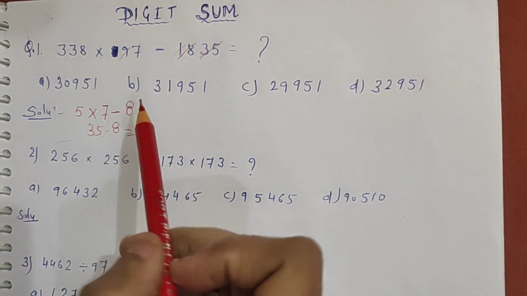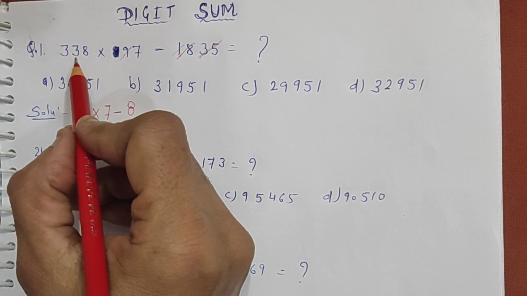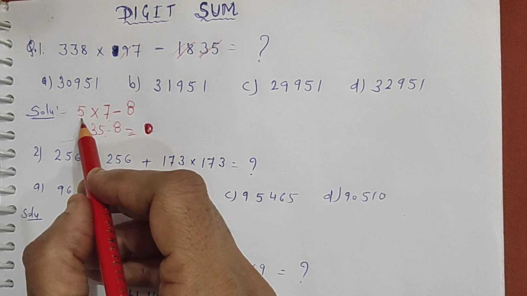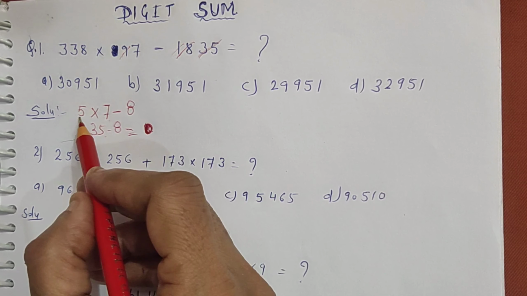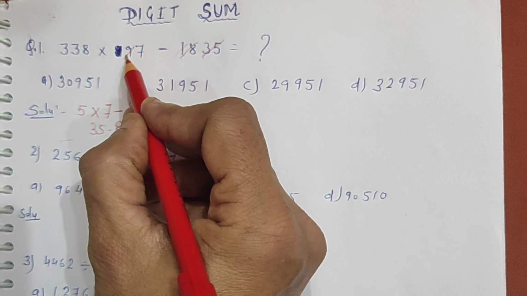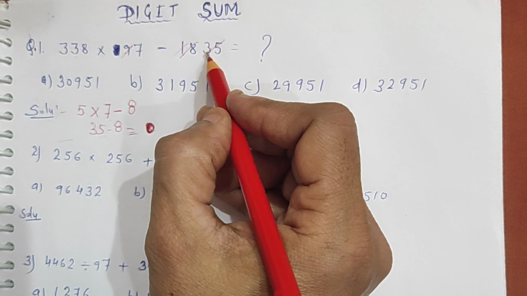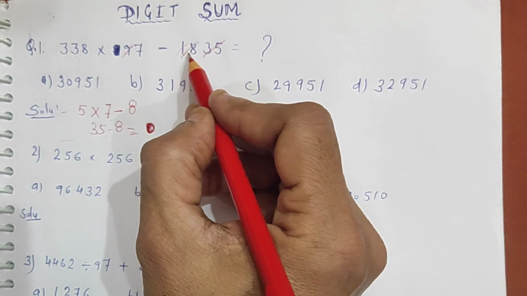That is, so here 8 plus 3, 11 plus 3, 14. 14 means 1 plus 4, that is 5. Now cancel this 9, you will take 7, right? And here cancel 8 plus 1, that is 9.